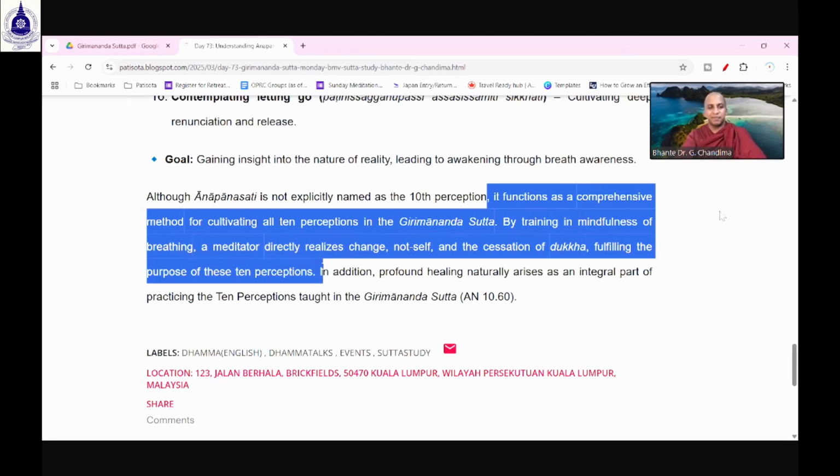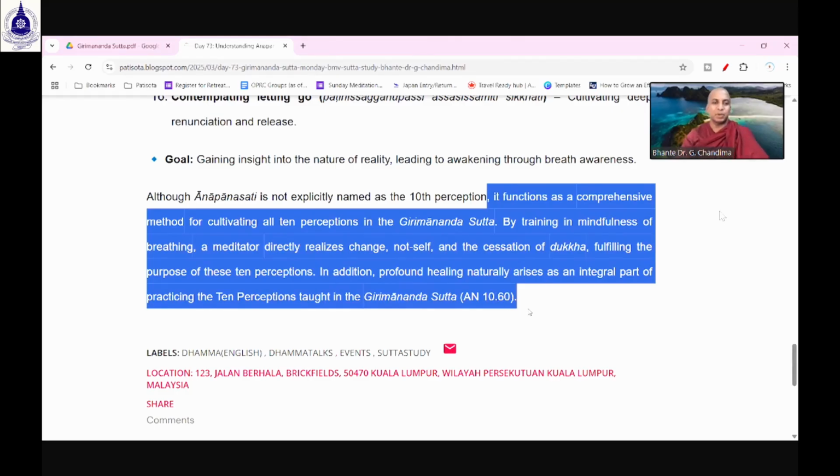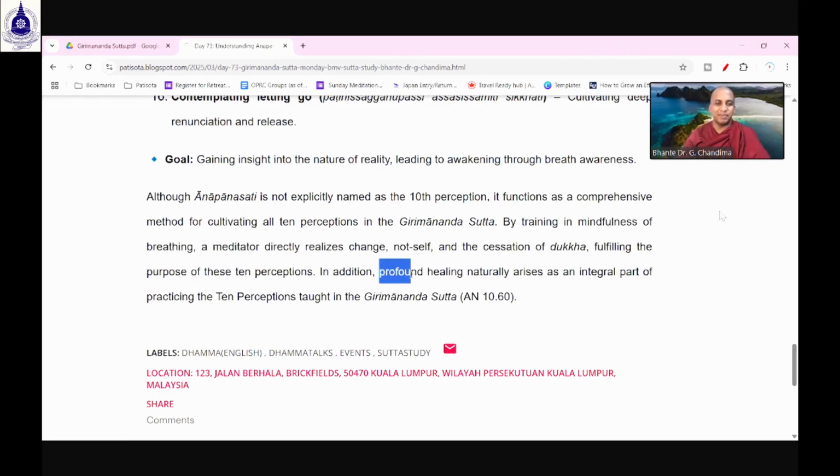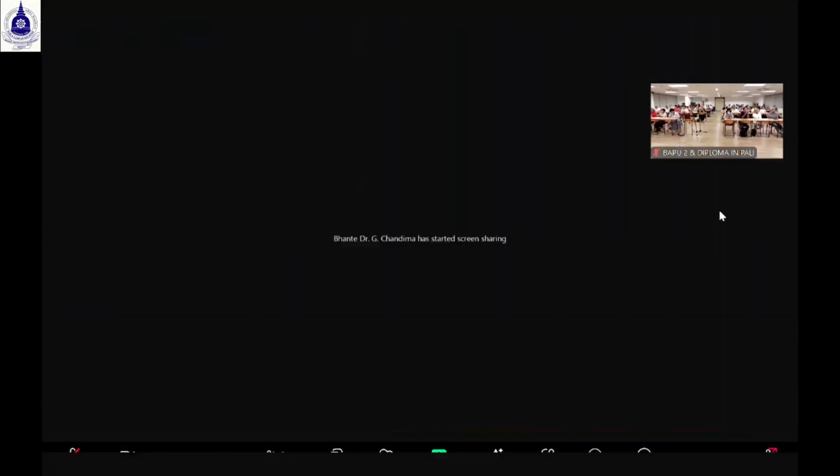In addition, profound healing naturally arises as an integral part of practicing the 10 perceptions taught in the Girimananda Sutta. Okay, now this is the most important thing we've been discussing from the whole sutta: healing. I think we have to finish the sutta. Let's take a look, because then we can directly go into the review. We have time for that. Finally, what happened at the end of the sutta?